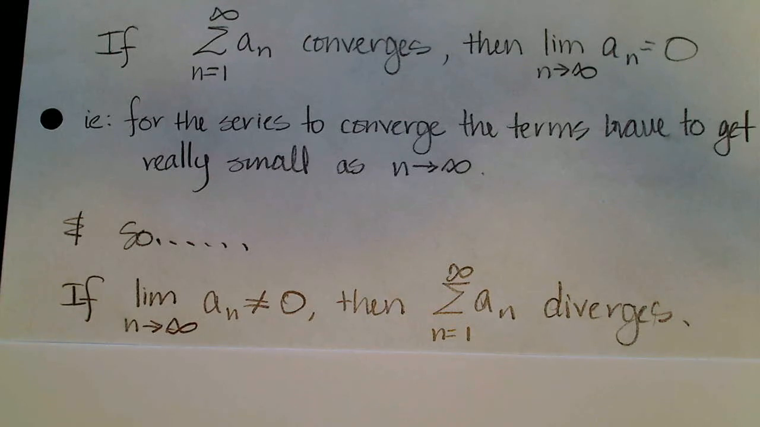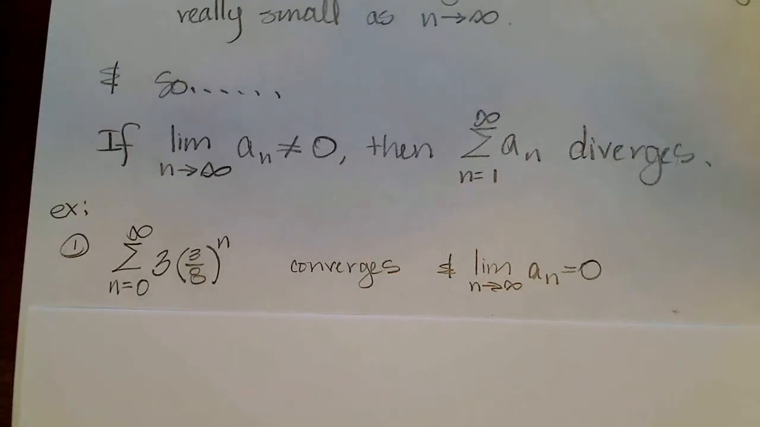This is the completion of the lecture of section 9.2, where we're talking about geometric series. So here we see that if my series converges, then the limit of my terms as n goes to infinity is 0. That means for the series to converge, the terms have to get really small as n goes to infinity. And if I look at it from a different direction, if the limit of the terms as n goes to infinity is not equal to 0, then my series diverges. So let's take a look at some examples as to how this is going to work out for us.